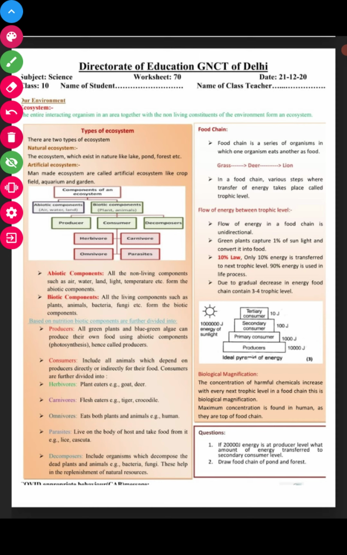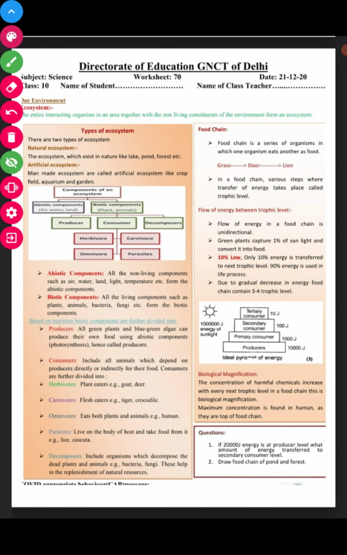The flow of energy happens because they are getting food from one another, so through the food they get energy. The flow of energy in the food chain is unidirectional. Always the flow of energy is unidirectional. This means the deer gets the energy from the grass and not from the lion, and the lion gets the energy from the deer. So energy transfer is taking place from the producer level to the consumer level.